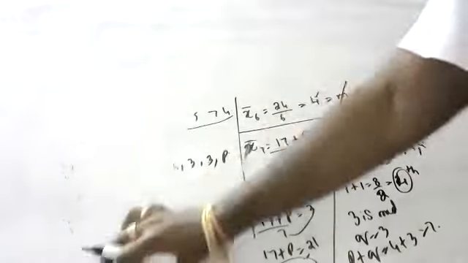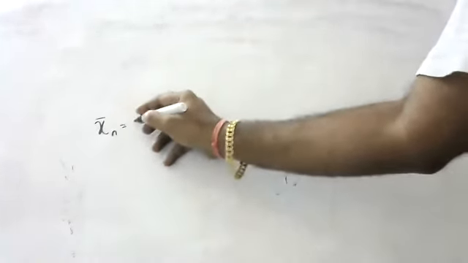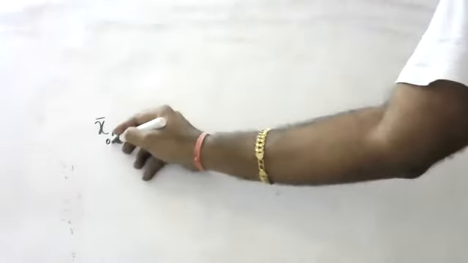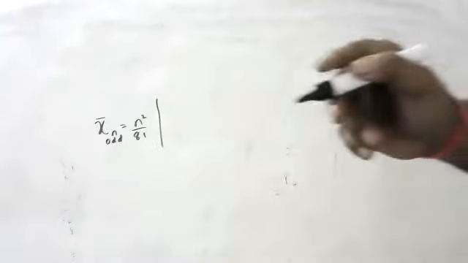Next. The mean of the first n odd natural numbers is n square by 81. The mean of the first n odd natural numbers is n square divided by 81. We have to find n. Can you read the question again? The mean of the first n odd natural numbers is n square by 81.